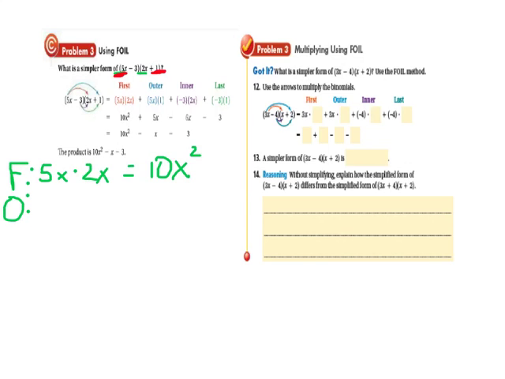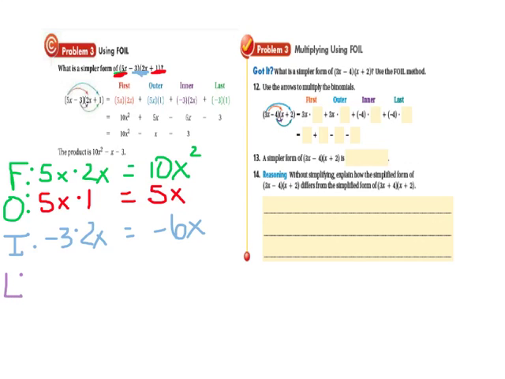So we end up with 5x times 1, which equals 5x. And then I, let's pick a good color for I. This looks like an I color. I stands for the insides, so negative 3 and 2x, which would give us negative 6x. And then coming in last is L for the last term of each, so negative 3 and positive 1. So negative 3 times 1 equals negative 3.